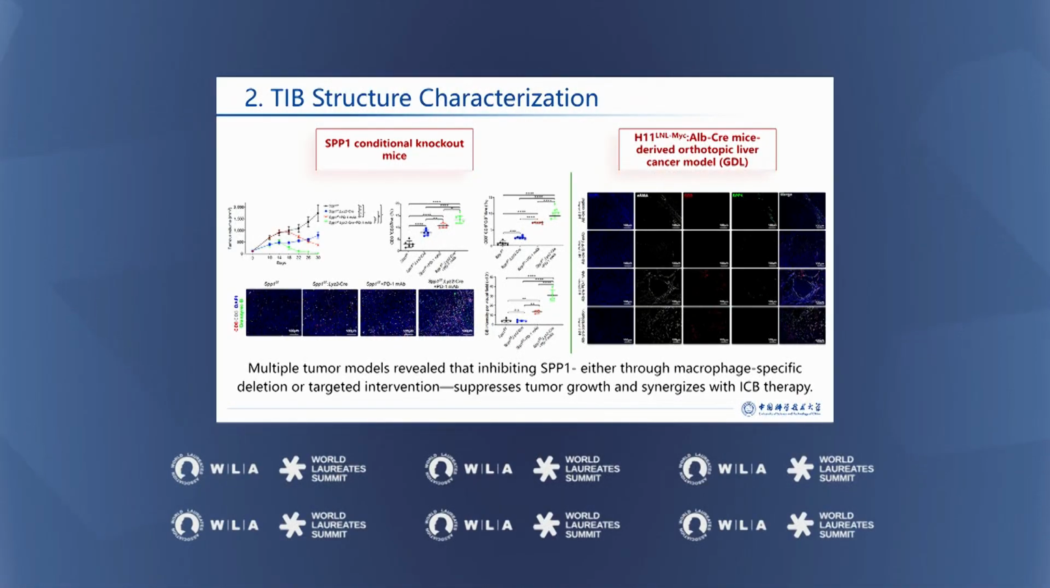So after this, we used multiple tumor models, which revealed that inhibiting SPP1 positive macrophages through macrophage-specific deletion or targeted intervention suppresses tumor growth and increases the efficacy of immunotherapy. And this is what we have done on how to increase the response to immunotherapy. But for recurrence, there is also a high risk for the patients without long-term survival.